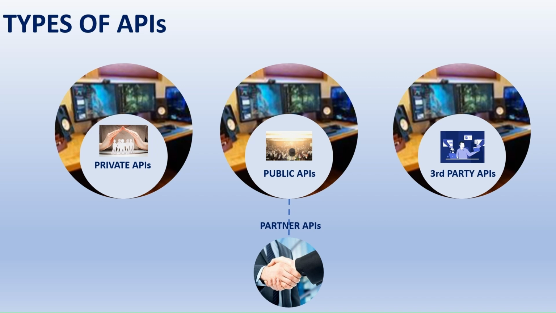Public APIs, on the other hand, are created to provide third-party developers, external software applications, and the general public with access to specific features or data of a service, platform, or application. Partner APIs are a subset of public APIs that are limited to an organization's specific partners, affiliates, customers, or B2B collaborators. They offer controlled access to specific features or data and are typically granted through authentication and authorization.